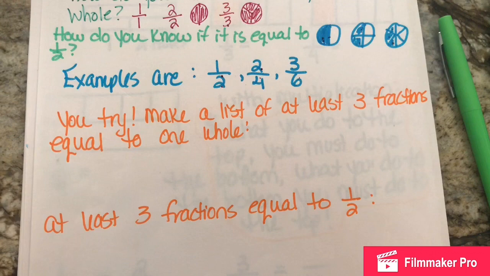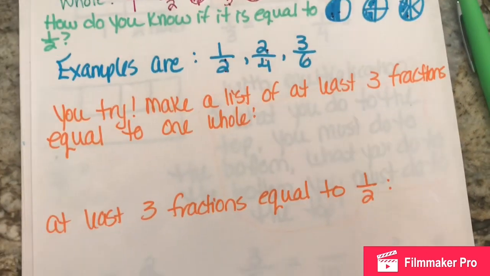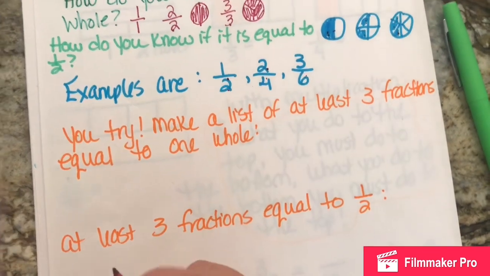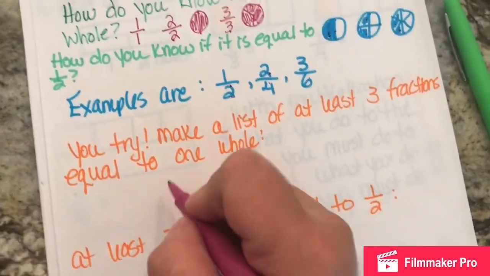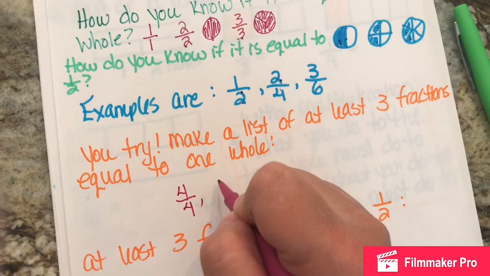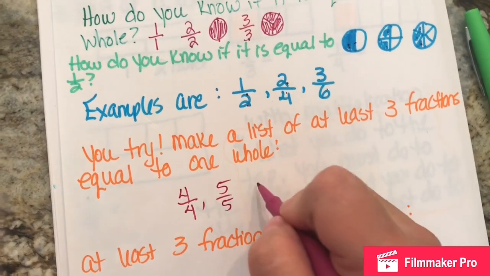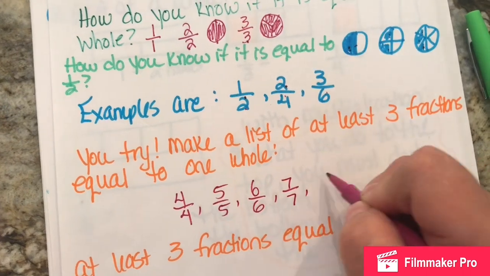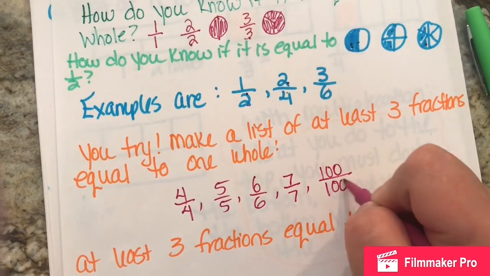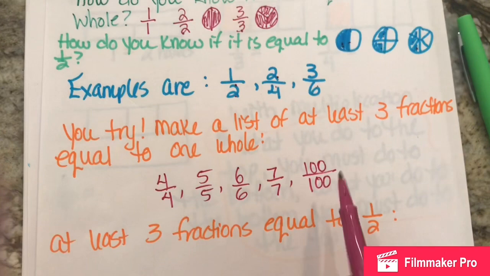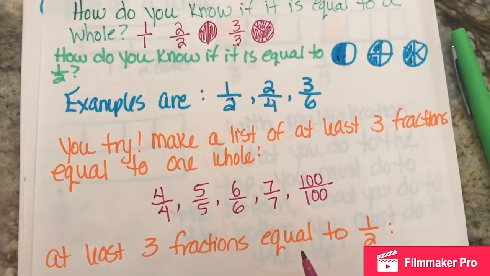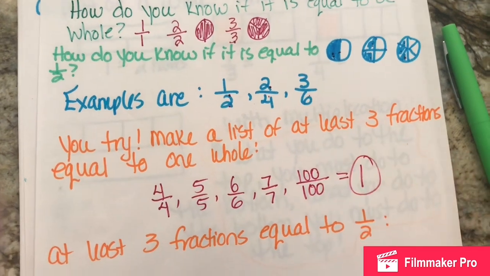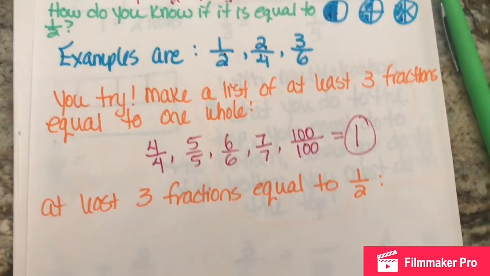Making a list of 3 fractions that are equal to 1 whole, you could have put any number as the numerator and the denominator as long as they matched. So for example, you could have put 4/4, 5/5, 6/6, 7/7. You could have even put 100/100. Any fraction, as long as the numerator and the denominator are the same, they are equal to 1 whole. Okay, how'd you do? Awesome.